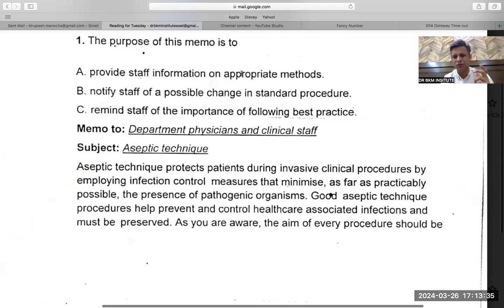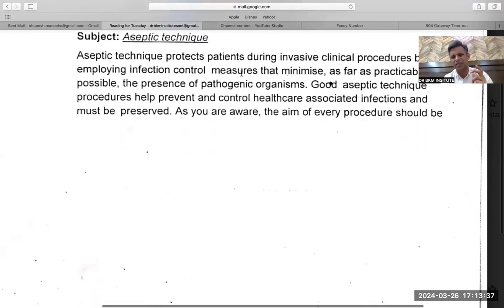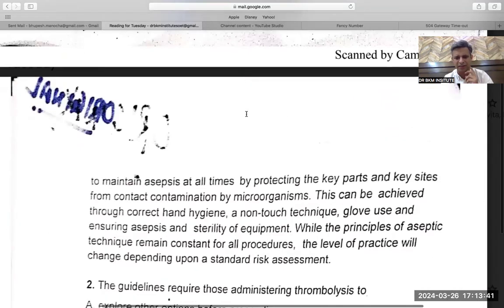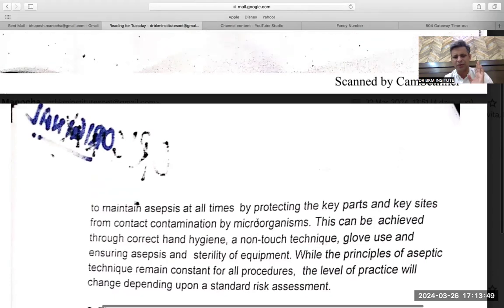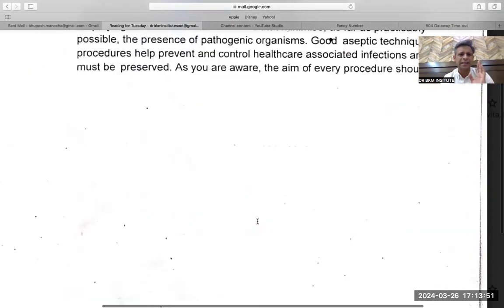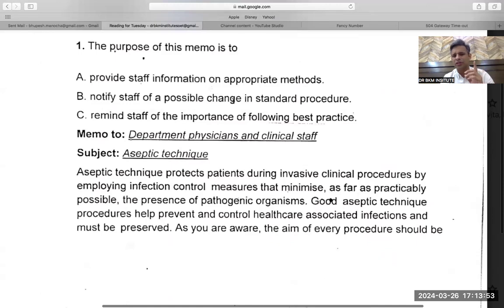Provide staff the information on appropriate methods, but I cannot see any methods, to be honest. Can we see any methods like sterilization? Yeah, this can be achieved through correct, only one line is given, non-touch technique. This is the method, that is the only method given. Otherwise, they are not talking about anything. Then they are talking about possible change.